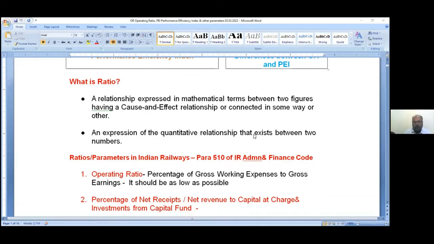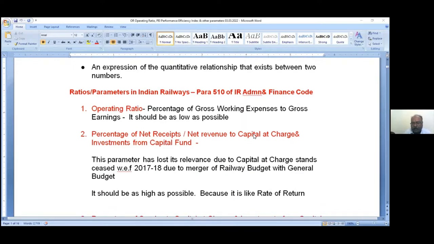Okay. Now if you go through para 510 of the Indian Railways Administration and Finance Code, this is a very small code. You can browse in Google. There it is mentioned what are the ratios or parameters followed in the Indian Railways. We'll go one by one. Operating ratio is the percentage of gross working expenses to gross earnings. That means it should be as low as possible. So this is operating ratio.